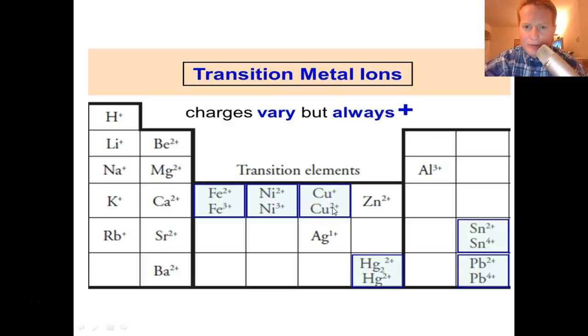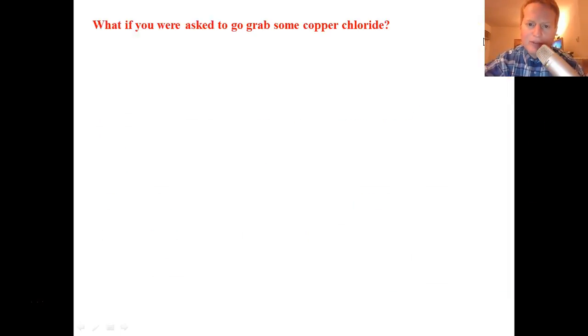So we have a lot of options with these metals, and we have to be careful when we do the naming. Same thing in this column. Tin could be 2+ or 4+, and lead could be 2+ or 4+. So we have to be very specific when we go to do this. Now, why do we have to be so specific?